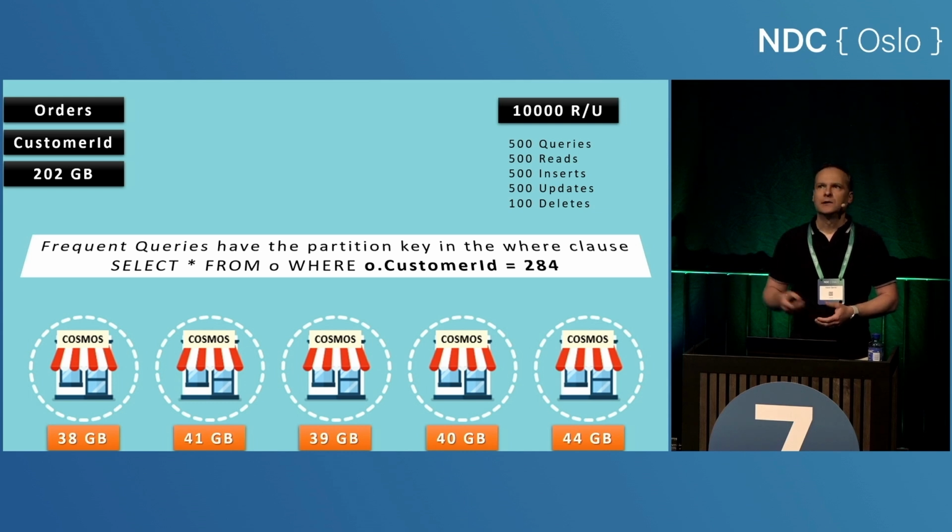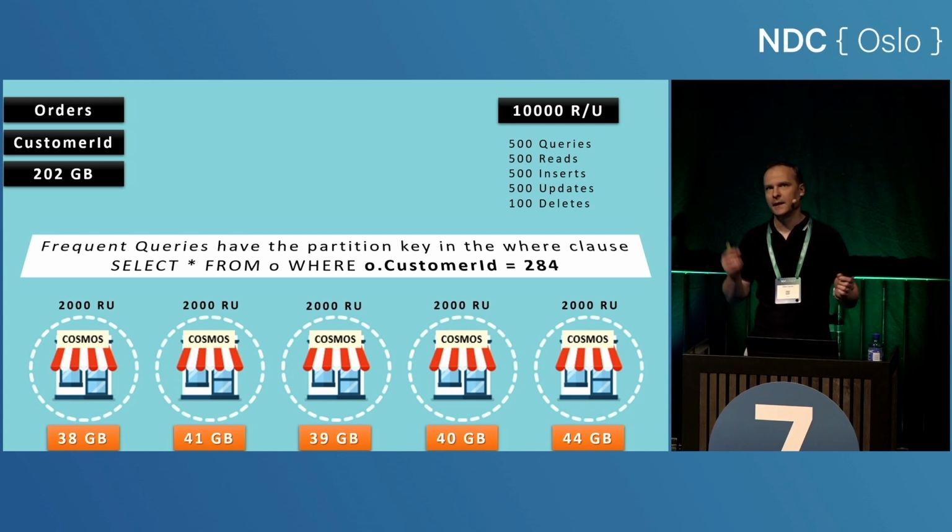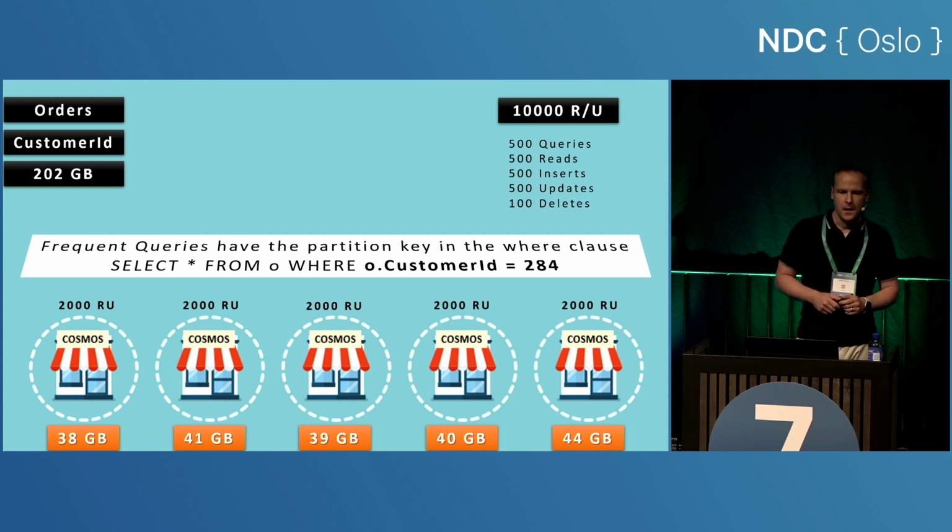Also, we know the 10,000 request units, that's what we are paying for. That means that 10,000 is going to get divided by the number of servers you have. So that's really, we can create this diagram without knowing anything else by just knowing those two numbers, 50 gig and 10,000 per server.